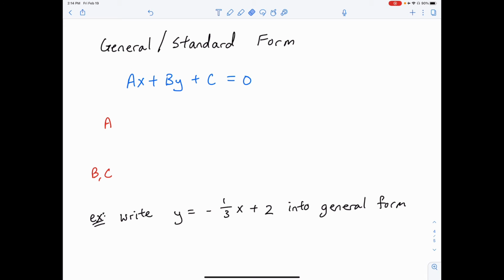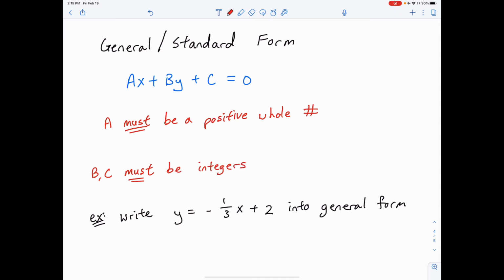Lastly, we talk about standard or general form. Now, it's given by ax plus by plus c equals 0. There are some conditions here that we must satisfy in order for this to be called general or standard form. First of all, a must be a positive whole number. Again, whole numbers mean no fractions, no decimals. For b and c, they must be integers. And again, integers are just positive or negative whole numbers. Again, no decimals, no fractions.